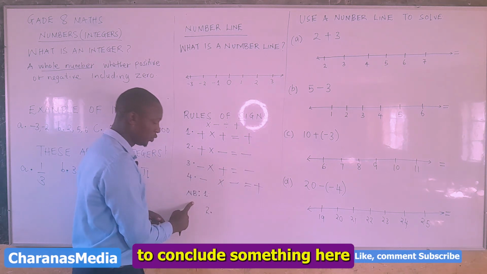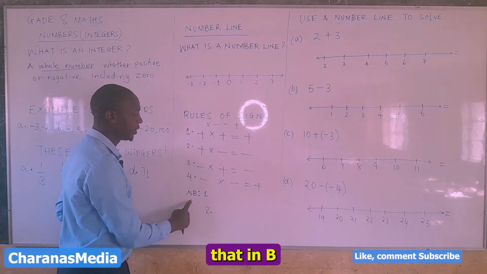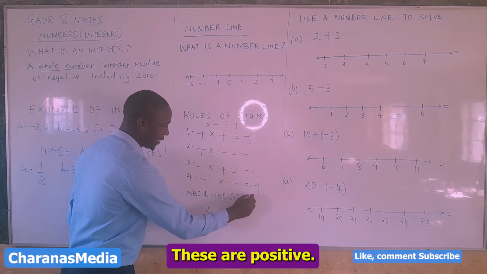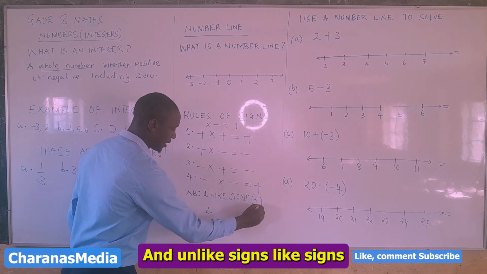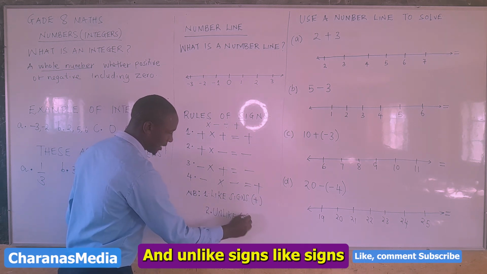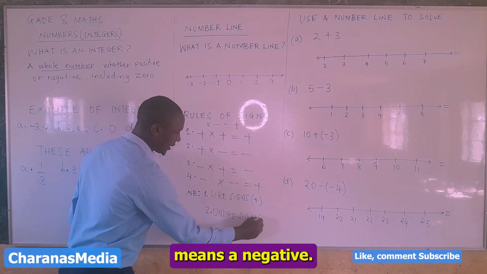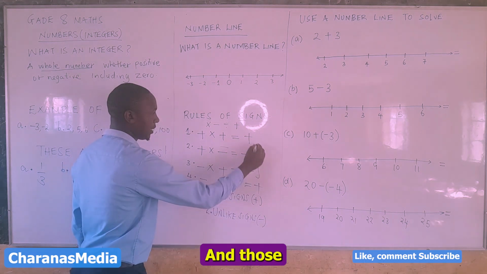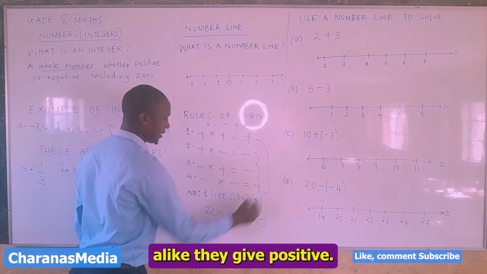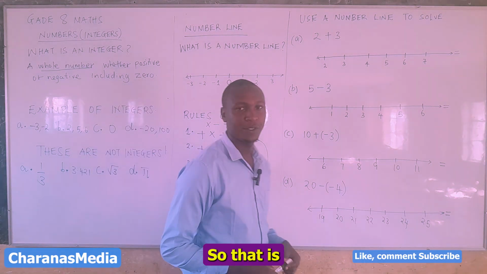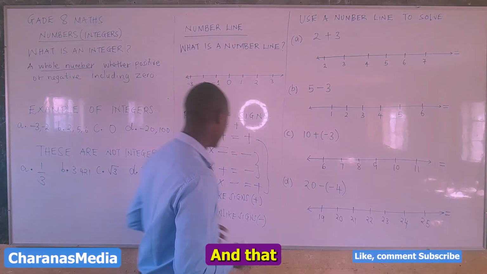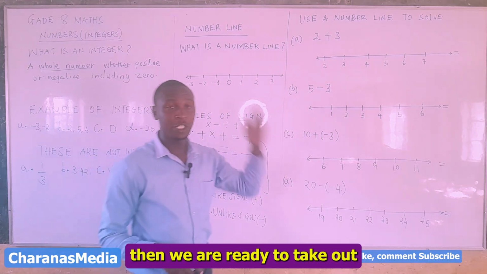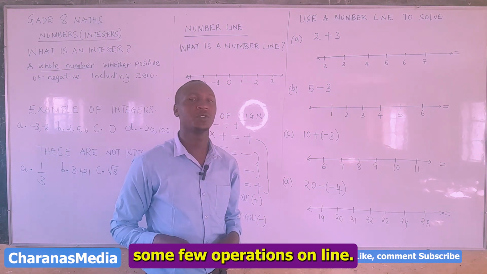And therefore we're going to conclude something here, that NB, like signs give a positive, and unlike signs give a negative. So those that are unlike, they give a negative, and those that are like, they give positive. So that is the rules of signs, and having understood the rules of signs, then we are ready to work out some few operations on number line.